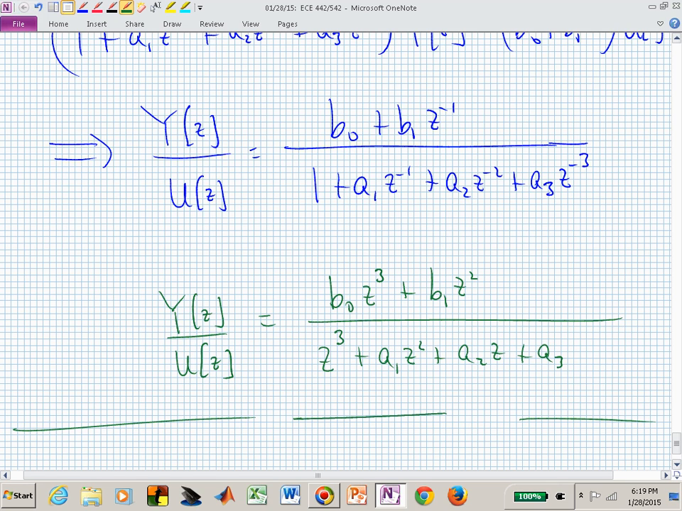You now have 3 poles. What do you know about the numerator? What can you tell me about the zeros of this system?